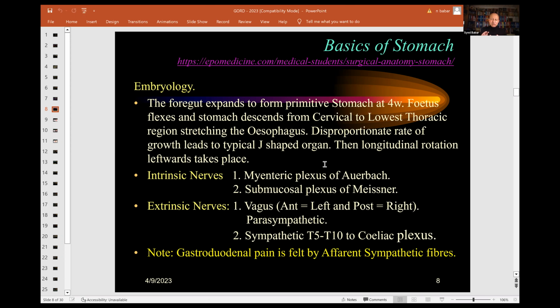And as it turns towards the outside, there is the development of lesser curvature on the right side, greater curvature on the left side. And so what has been present on the left side of the stomach, such as the left vagus nerve, now becomes anterior vagus. And this is why the vagus nerve, initially on the right side of the esophagus, now becomes posterior vagus.